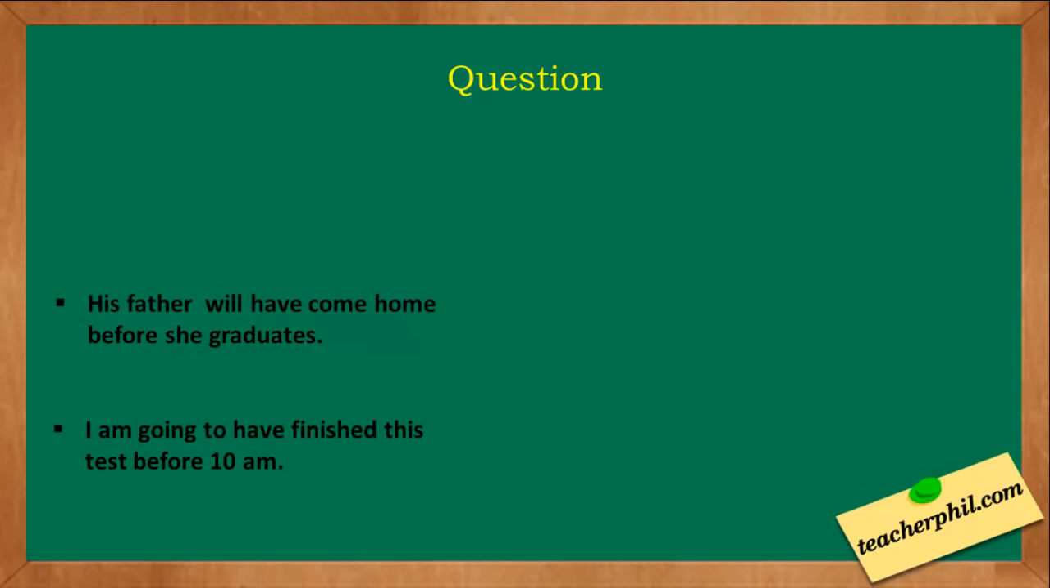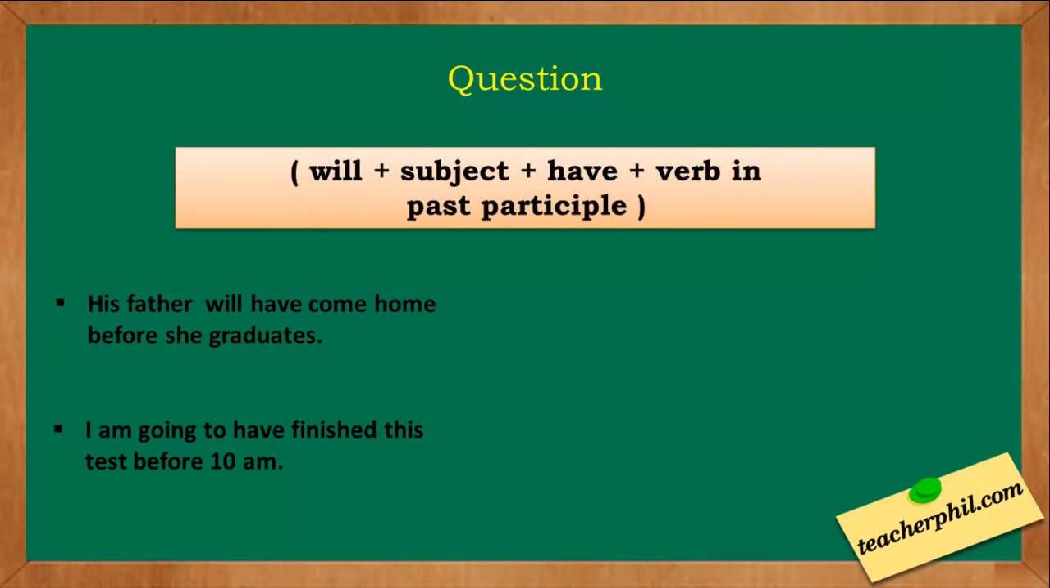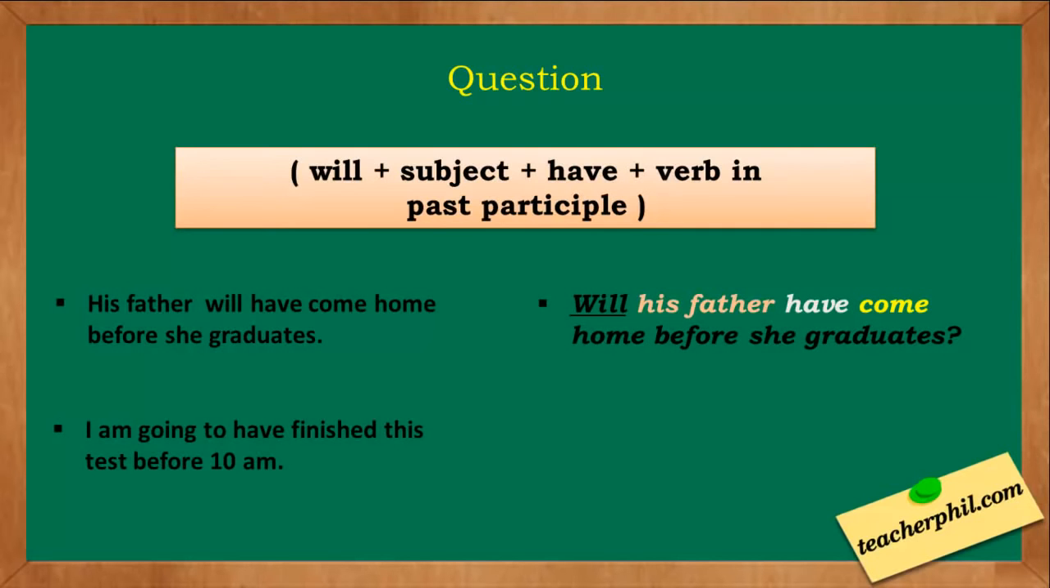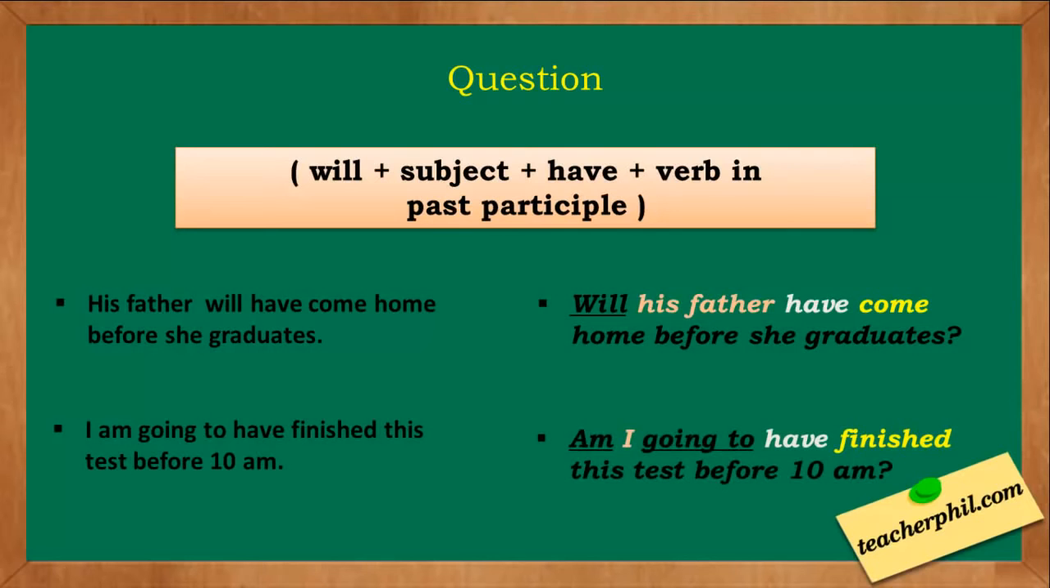For the question, we simply follow the pattern will plus subject plus have plus verb in past participle. Examples: his father will have come home before she graduates. Will his father have come home before she graduates? I'm going to have finished this test before 10 a.m. Am I going to have finished this test before 10 a.m.?